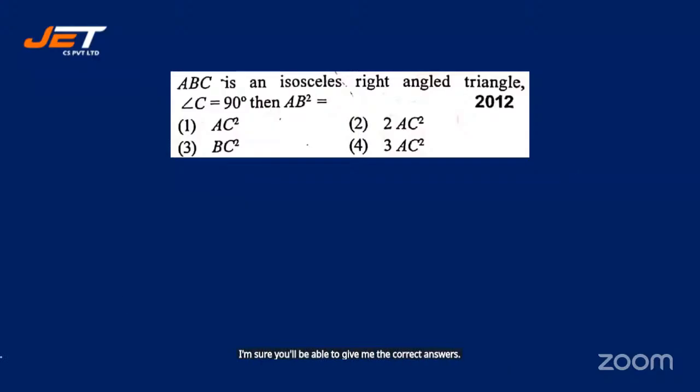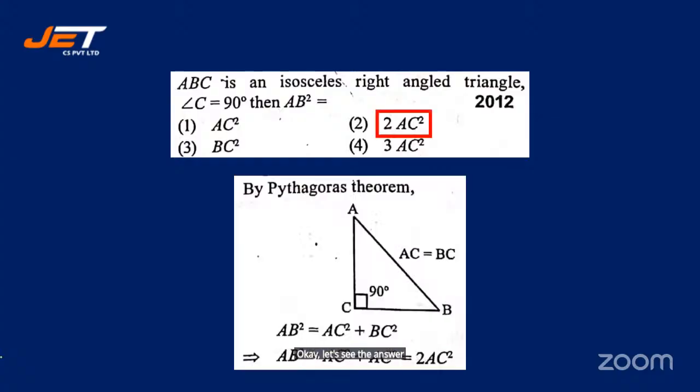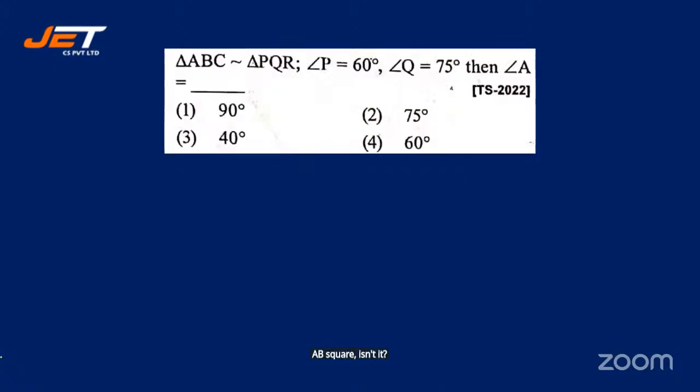ABC is an isosceles right angle triangle. Angle C is equal to 90 degrees. Then what is AB square? Okay, let's see the answer. It is twice of AC square. You can see here, 2 times AC square is nothing but AB square, isn't it? Yes. See the next question.